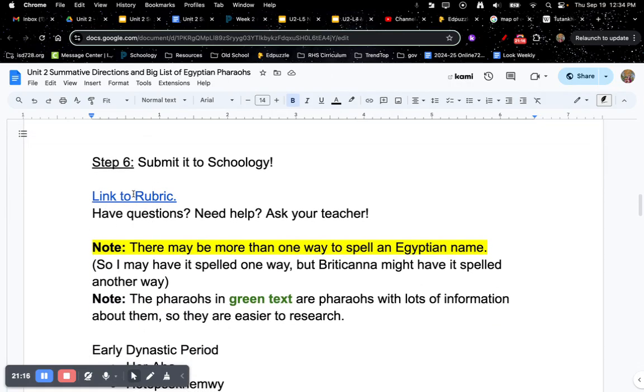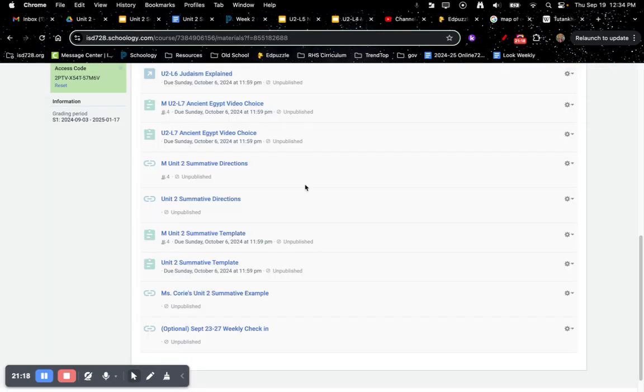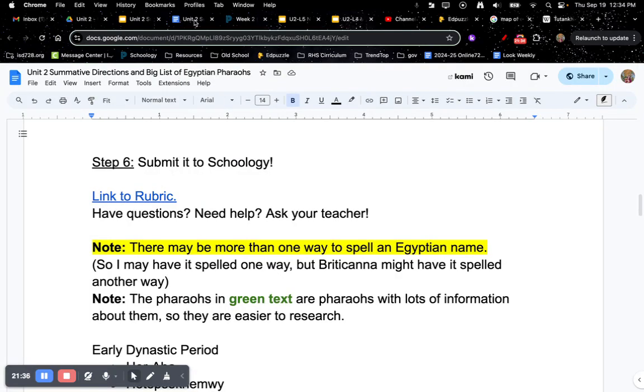I also have the link to the rubric here. Also, I have an example that I did. So I did an example on Tutankhamun. So if you're like, I don't quite know how I want to format things, take a look at my example. Okay, I pretty much hit all the marks. Yes. Okay.